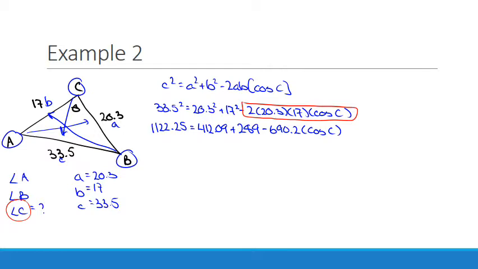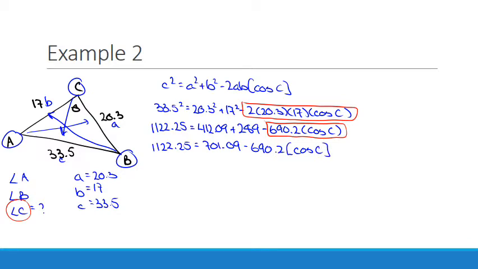All right, so now I'm going to start gathering my like terms, but again, you've got to keep these together. Order of operations, it's a multiplication, so I have to multiply before I can worry about adding and subtracting them. Okay, so on the left side, that value does not change, it stays the same. When I add my 2, my 400, my 200, I get 701.09, and then minus my 690.2 times cos C. That doesn't change because I haven't done anything to it.